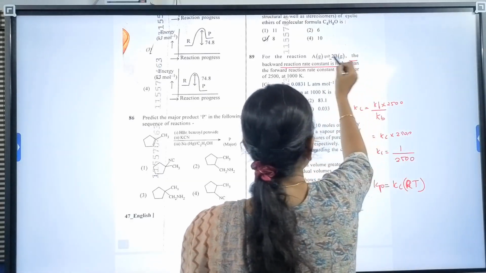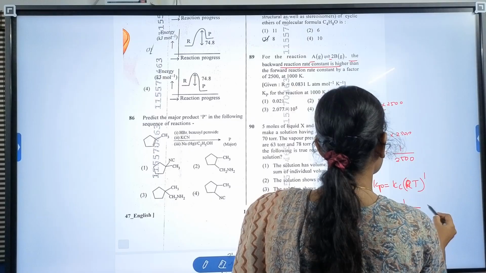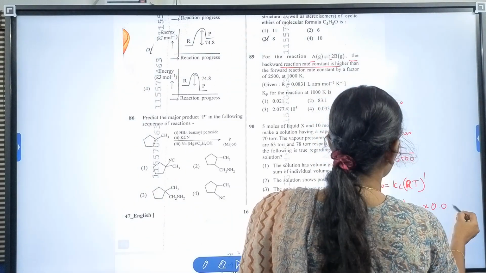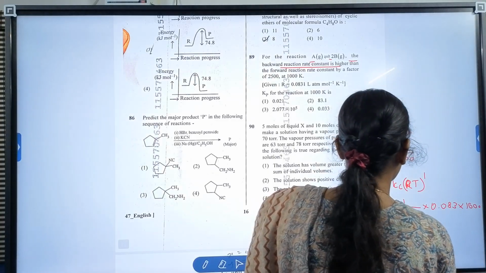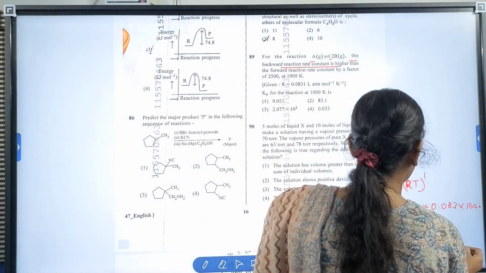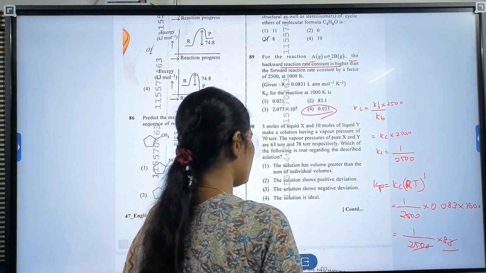What is the delta Ng? 2, here it is 1, 1. So it is 1 by this, R it is 0.083 into 1000 again we are doing. So it will be nothing but 83. So when we cancel this, you will get 0.033.